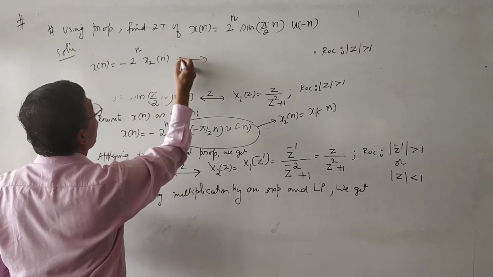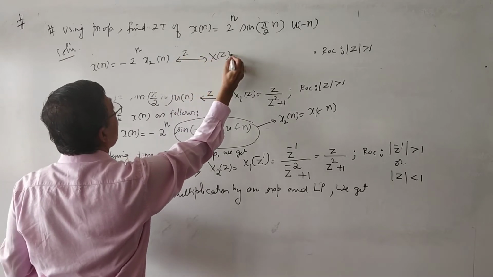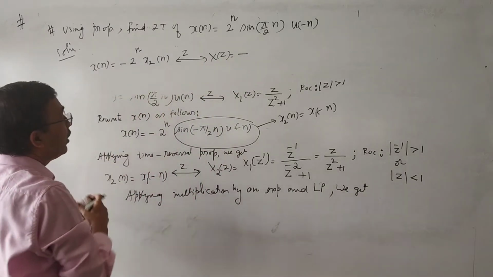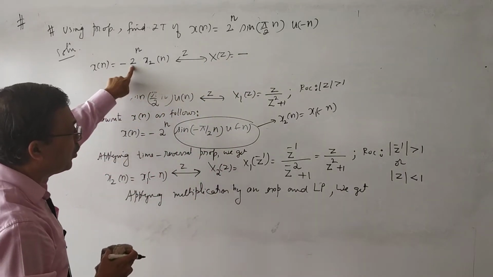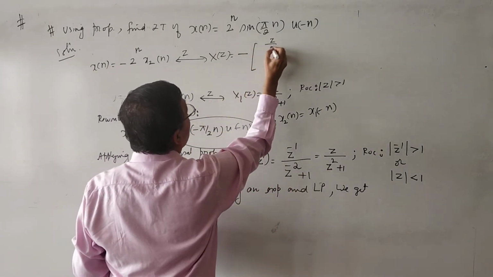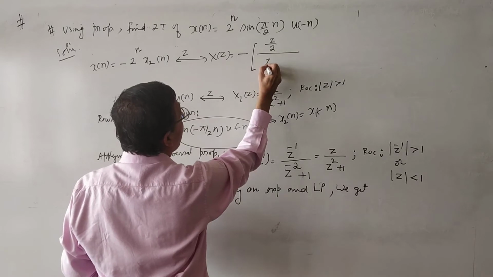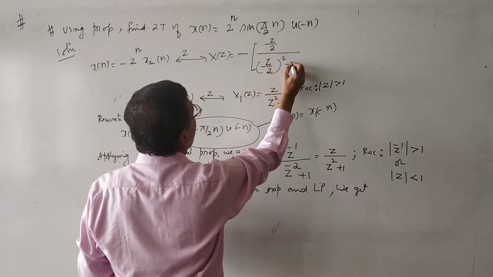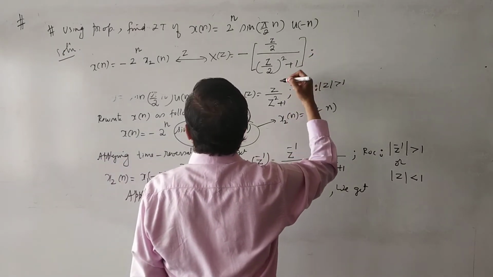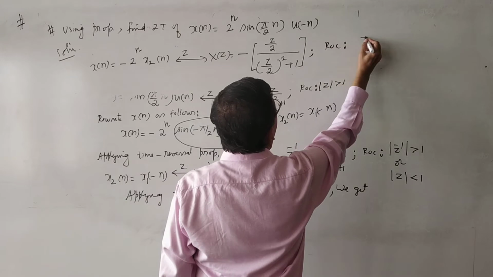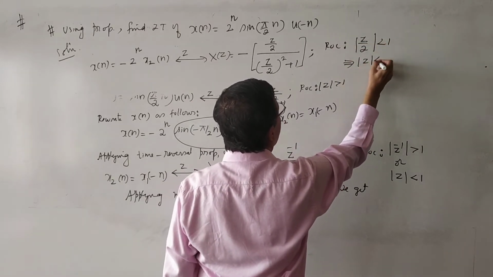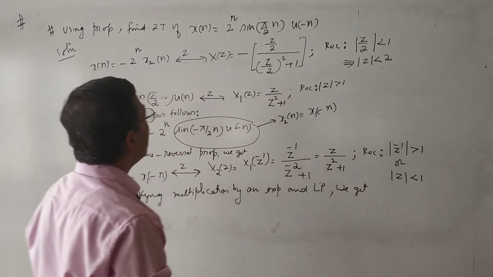has a z transform X of z equal to minus of, this minus sign is nothing but this minus sign. When x2 of n gets multiplied by 2 to the power n, z gets replaced by z by 2. So you get z by 2 divided by z by 2 whole square plus 1. In the ROC also, you replace z by z by 2. ROC is mod of z by 2 less than 1, which implies mod z less than 2. This is the end of the solution.